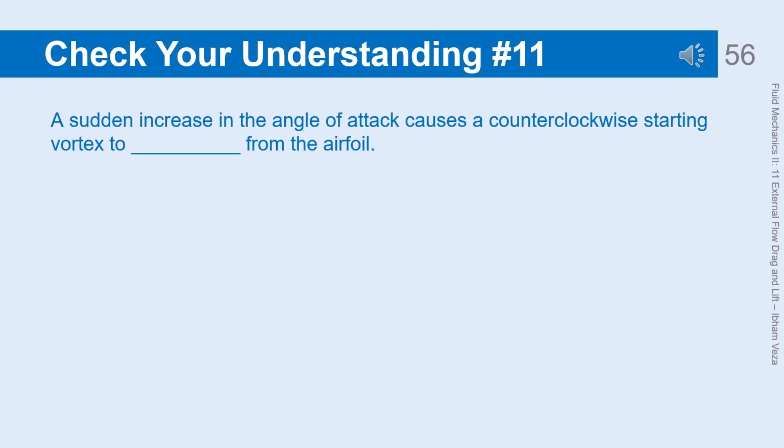This question reinforces that the starting vortex detaches from the airfoil when the angle of attack is suddenly increased. This detachment is part of the process of establishing circulation around the wing. Without this mechanism, stable lift cannot be generated. This phenomenon shows that the flow is unsteady at the beginning of motion. This understanding is important in the fundamental theory of lift generation.